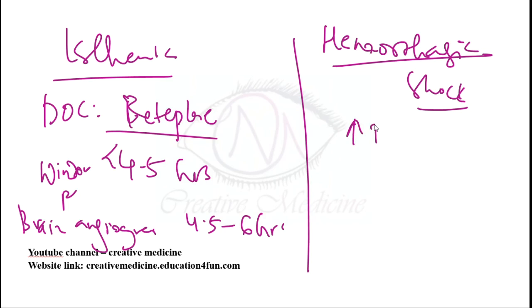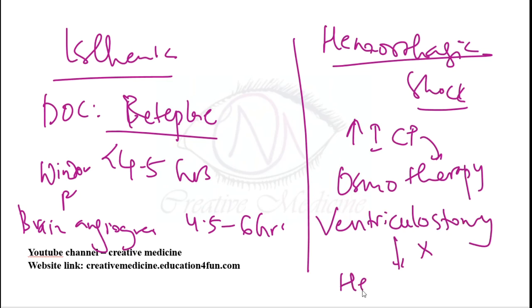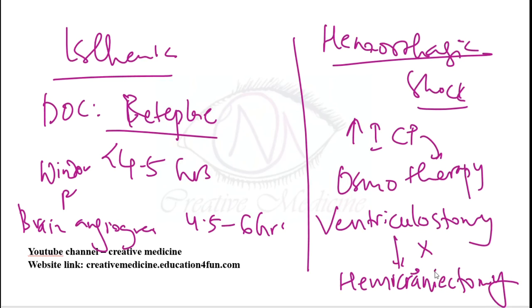So in hemorrhagic stroke, there will be an increase in intracranial pressure. Because of the increased intracranial pressure, you should give osmotherapy, and ventriculostomy should be done. If this ventriculostomy fails, then we should do hemicraniectomy, that is decompressive hemicraniectomy.